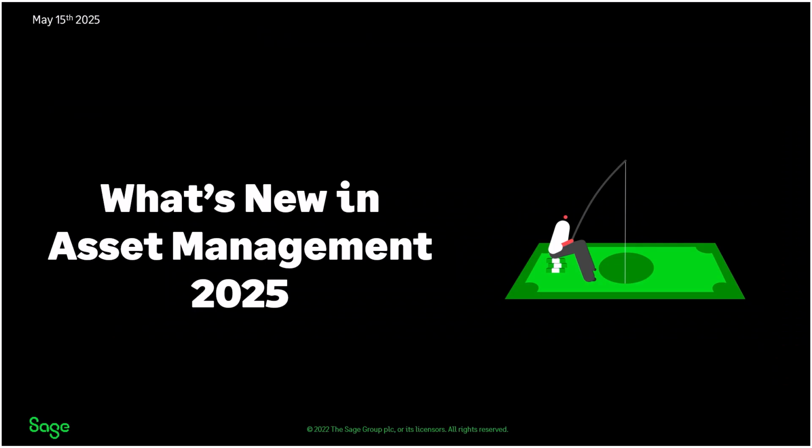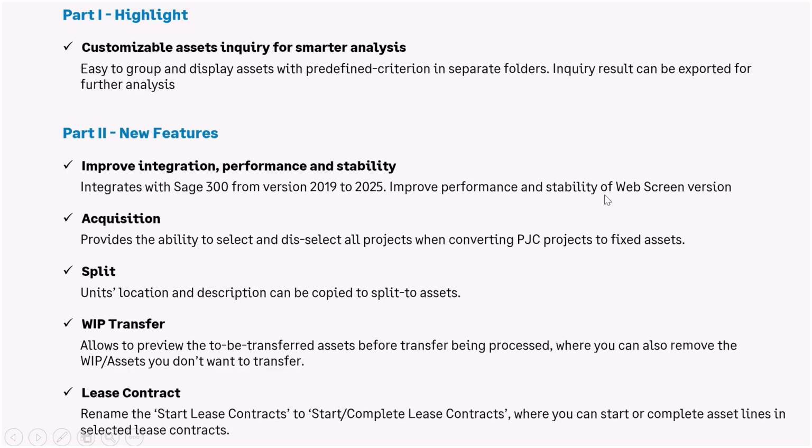Now let's have a look at some new features in the latest version 2025. Here are all the new features. About the integration, this version integrates with Sage 300 from version 2019 to 2025. One significant improvement in this version is it improves the performance and the stability of the web screen version. Let's go through other features one by one.